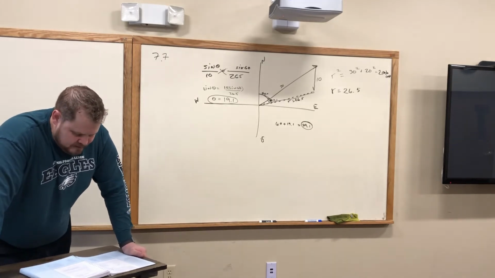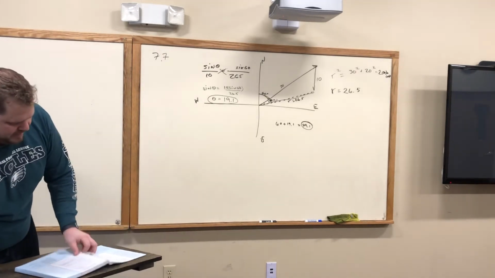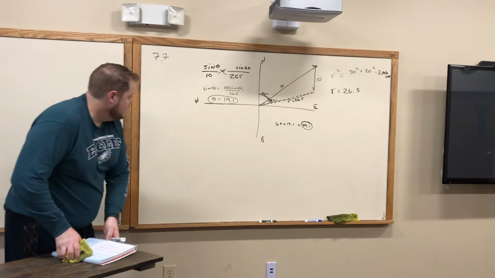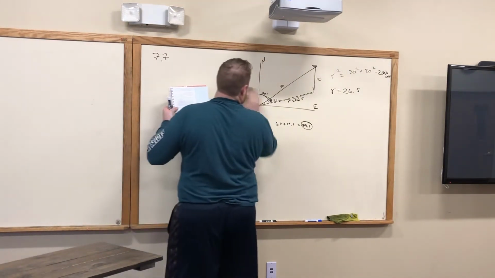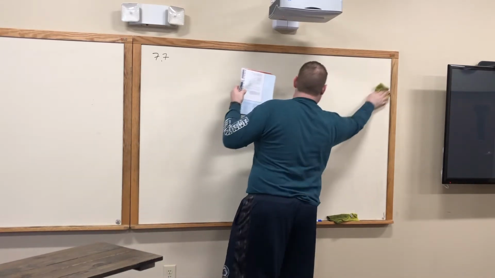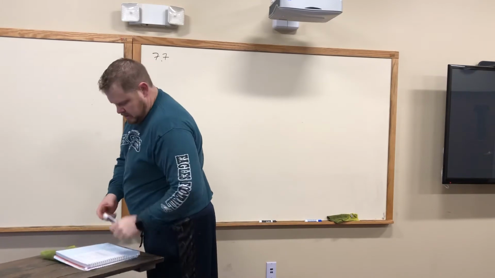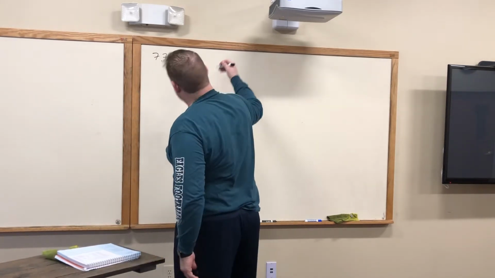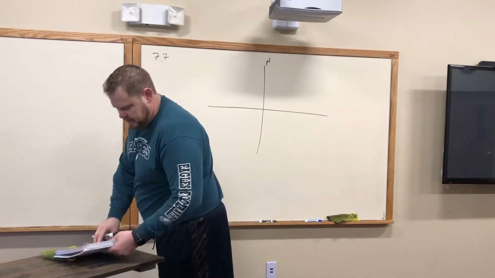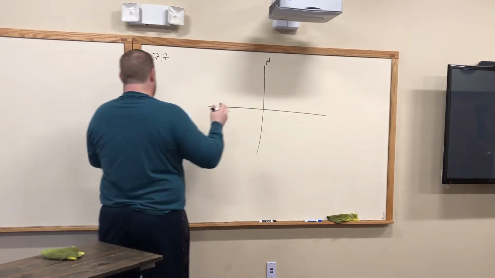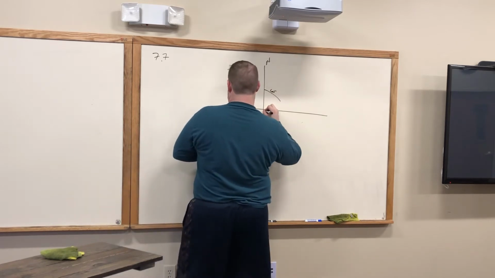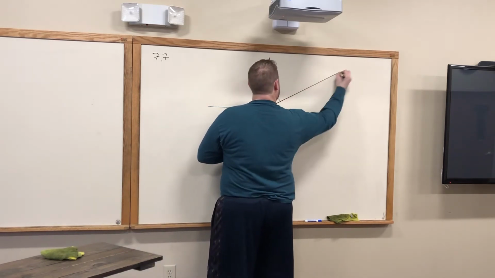A pilot plots his course from Fernwood to Glendale at a bearing of 65. So let's erase all this here. Start all over again. Okay, so here we go. North, south. It's again north. It says a pilot plots his course. So from the north, goes down 65 degrees. All right, so there's the bearing for that flight.